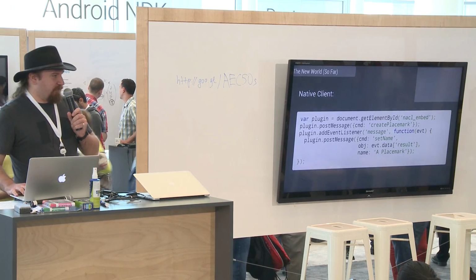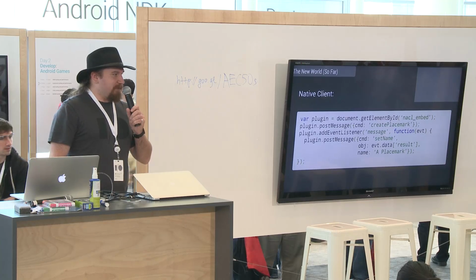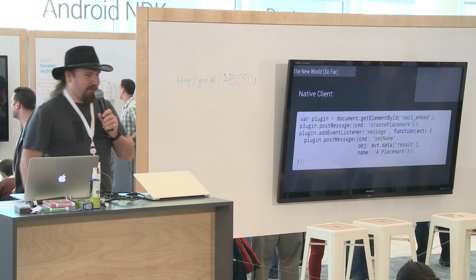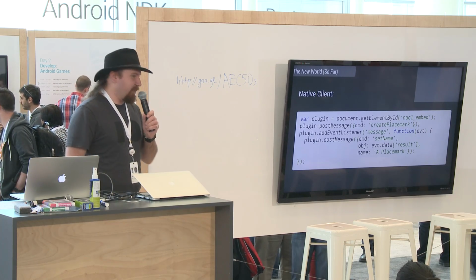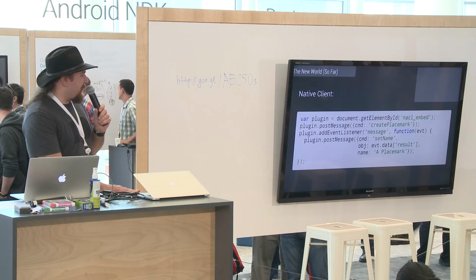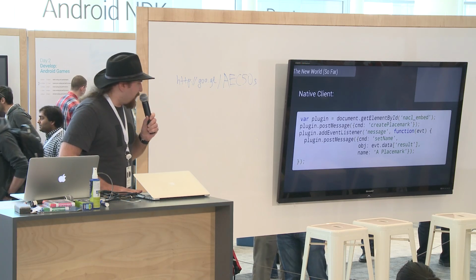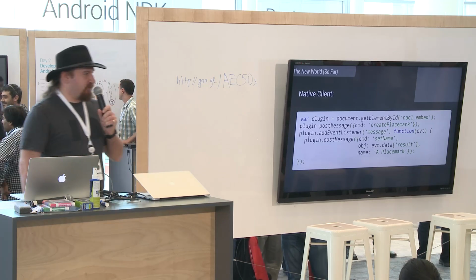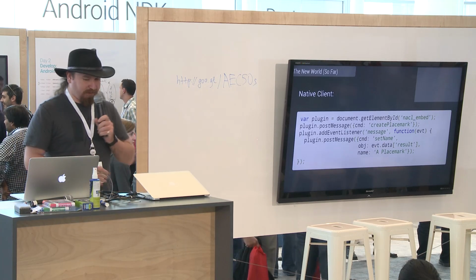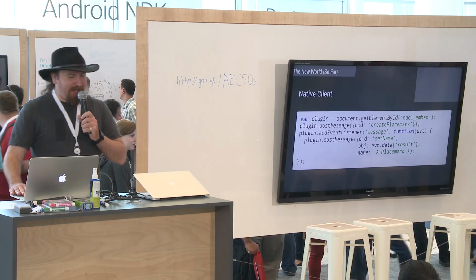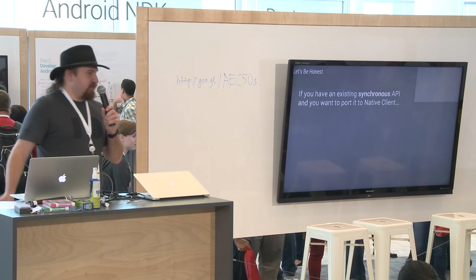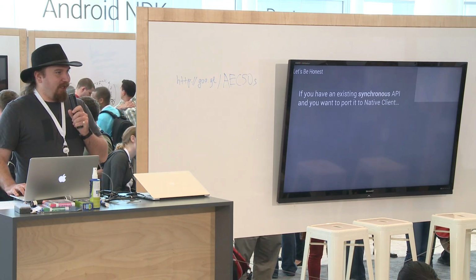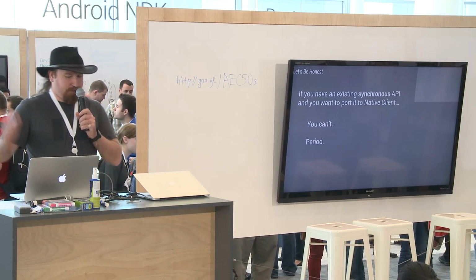Obviously, we would like to consider native client to be the replacement for NPAPI, but if you write native client code to do the same thing that we did in the previous slide, you'll see that it looks very, very different. There are now JSON messages being passed back and forth, and it's not immediately obvious, but if you look closely at this, you'll see that it is asynchronous code. There's an event handler that is processing the replies for all these messages. So if you have an existing synchronous JavaScript API that you want to port away from NPAPI to native client, you can't at all.